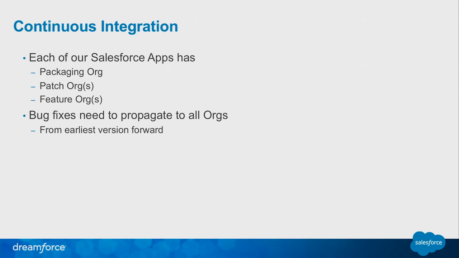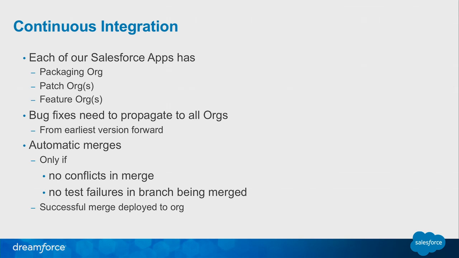So if we find a bug in an old version, so if we have a patch org and we find a bug, we need to propagate that bug fix forwards. There's no point in just fixing that in the patch org, because then the future patch orgs won't have it, your trunk or your packaging org won't have it, and your dev orgs won't have it. So you could lose that fix. So you need to make sure that you get that bug fix migrated from the earliest version all the way forward.